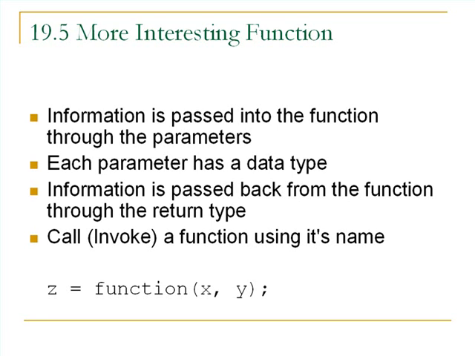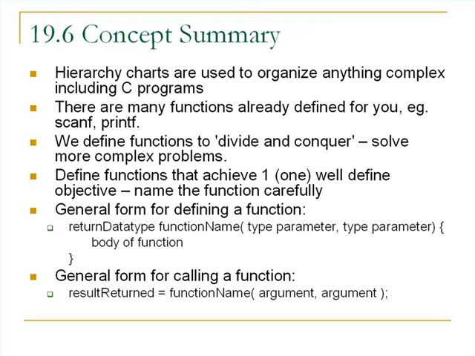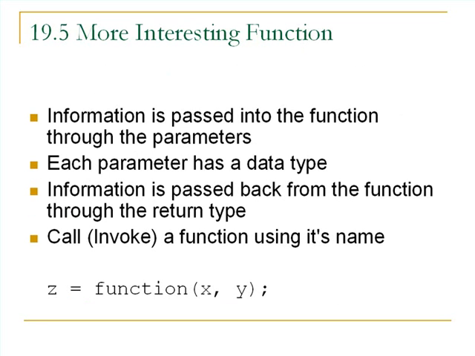And we looked at how to call or invoke the function by using its name. Now here at the bottom of the slide is the general form of calling a function that takes two parameters and gives back one piece of information. So if we write z gets function of x and y, we see that x and y are the values that we're passing into the function, and the function call itself will evaluate to whatever value is returned. We take that and we assign it to the variable z.